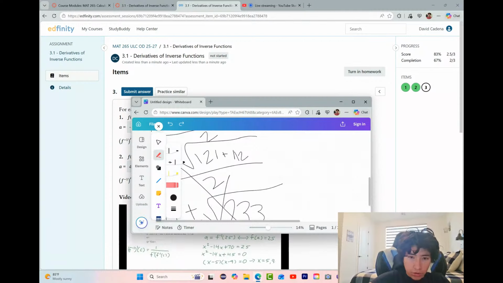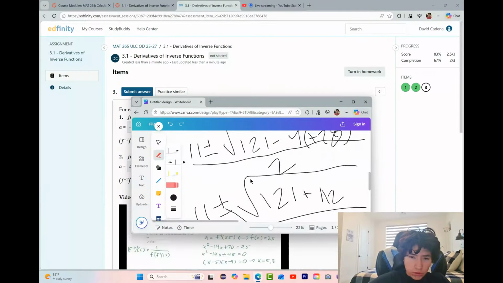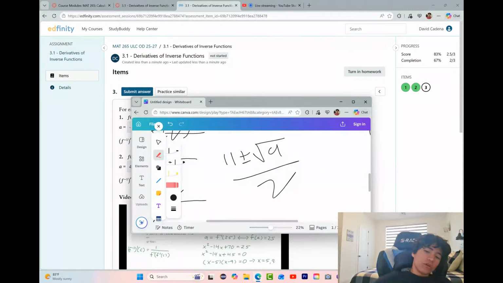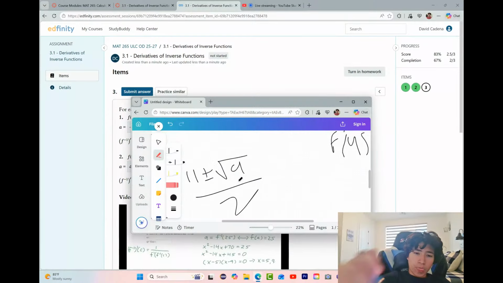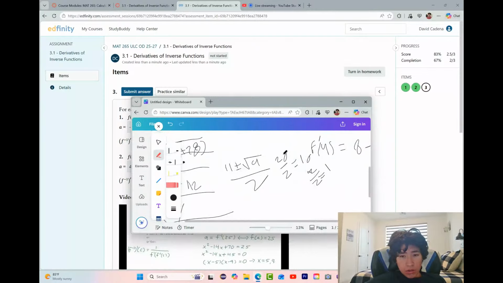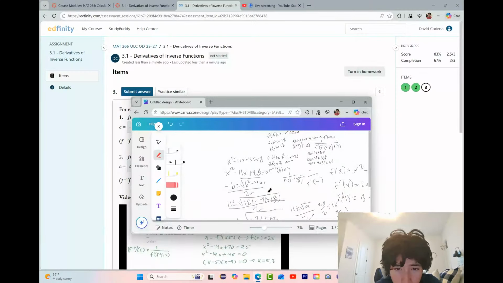I'm just going to go here. So we have 11. Do we have 11? Yeah. 11 plus or minus square root of 9 over 2. Thank goodness. So that's 20 over 2 equals 10, and 2 over 2 equals 1. 10 and 1. So what does that mean? X equals 10, 1, comma 10. What else we got?